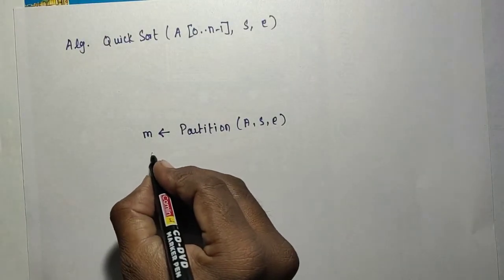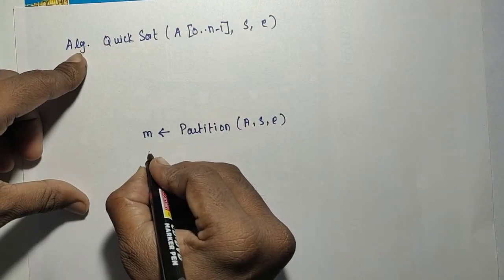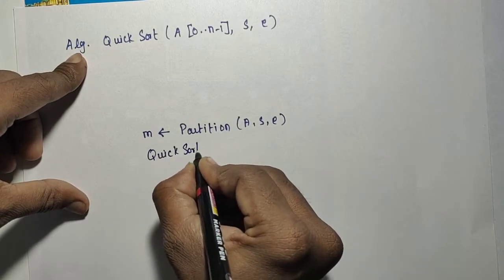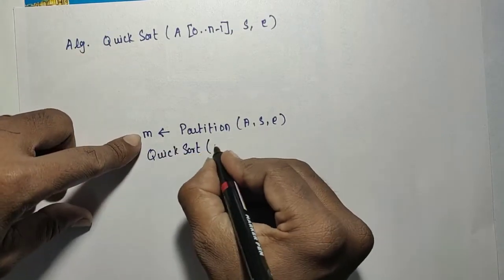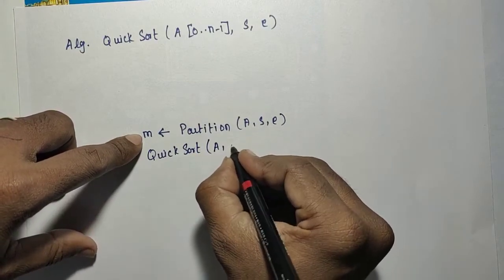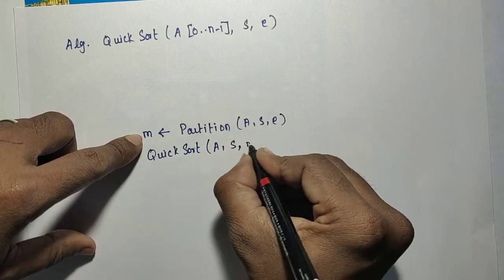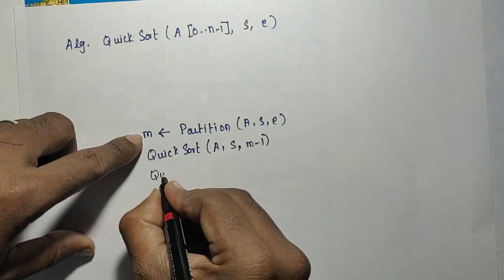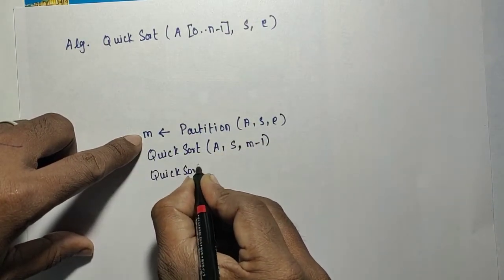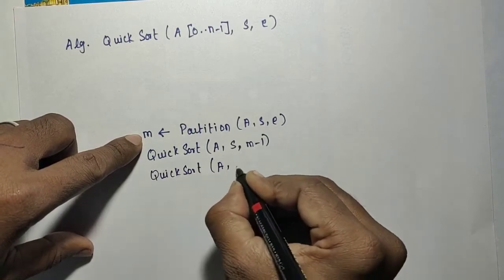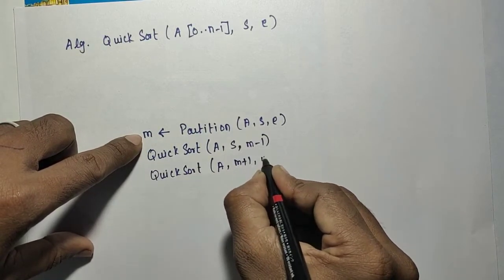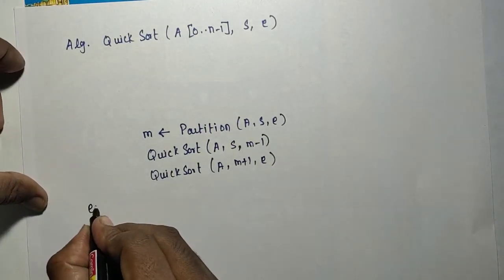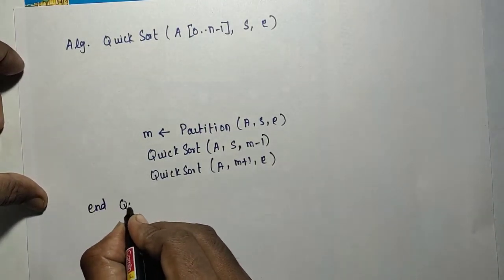So again I have to call the quicksort of A, from s to m minus 1, because the mth element is sorted. Again I need to call the quicksort of A, m plus 1 to e, like that I have to call, and then return. End quicksort.